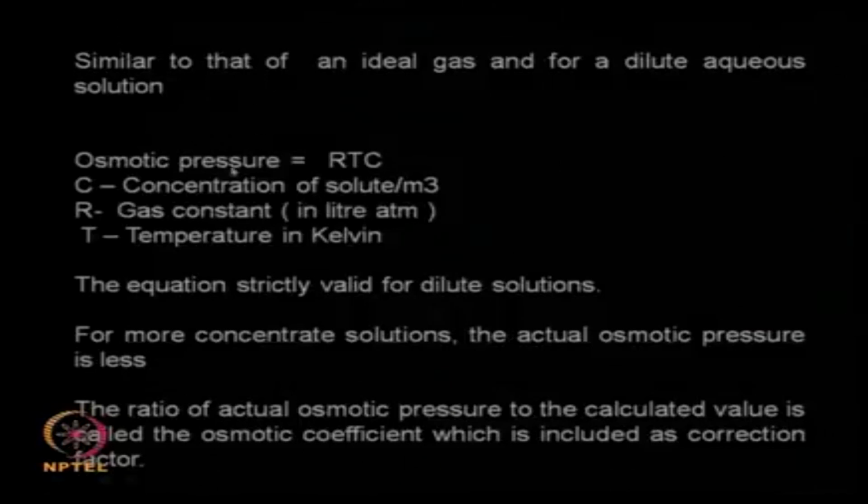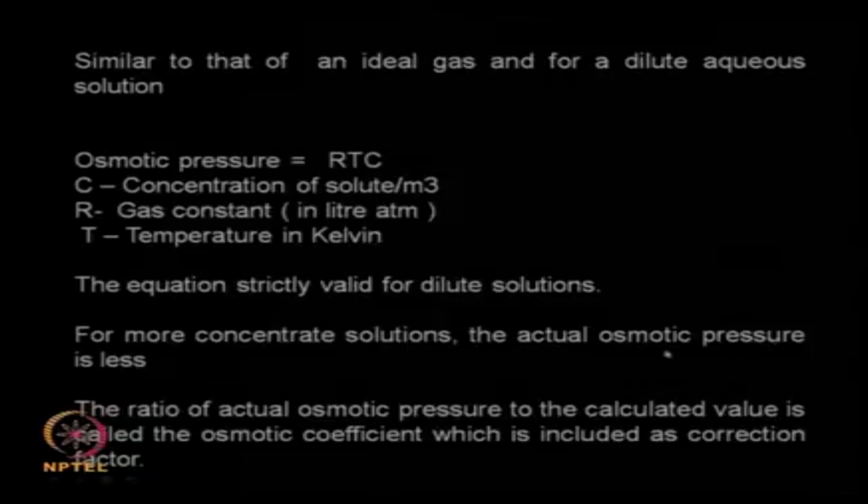So the equation for the osmotic pressure is given by Van 't Hoff's relation: the osmotic pressure is equal to R, your gas constant, T, temperature in Kelvin, C, the concentration of the solute per meter cube. Actually, this is a simplified version of the equation, because otherwise you will have logarithms. This is generally valid for dilute solutions, please remember. When you have very concentrated solutions, the actual osmotic pressure will be less.